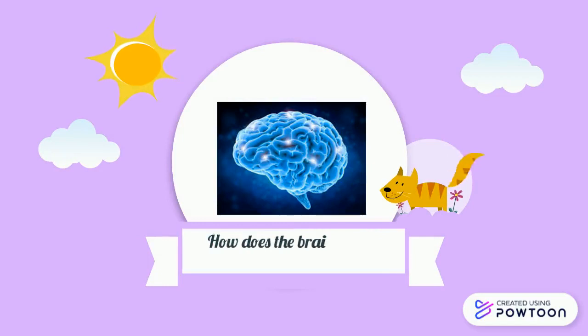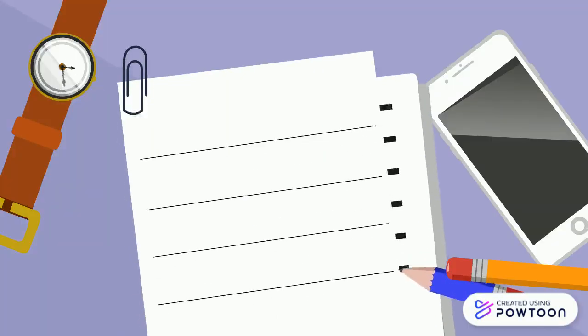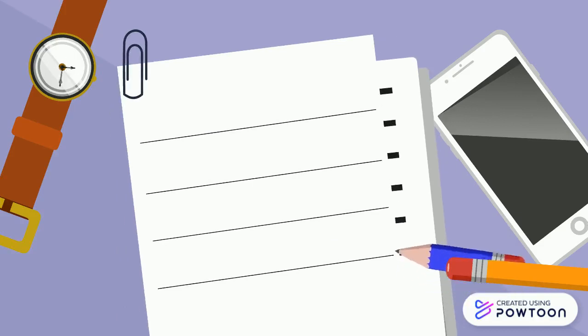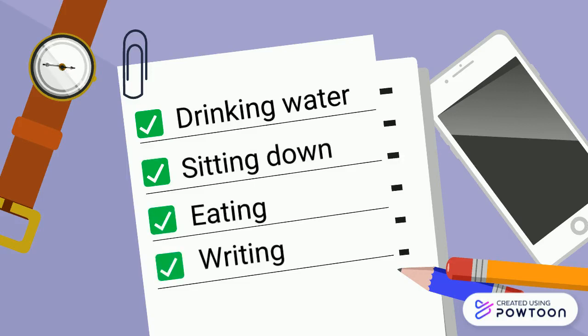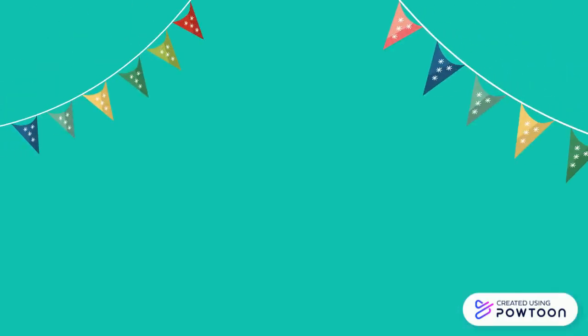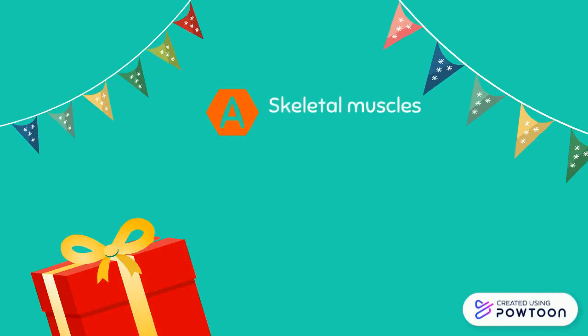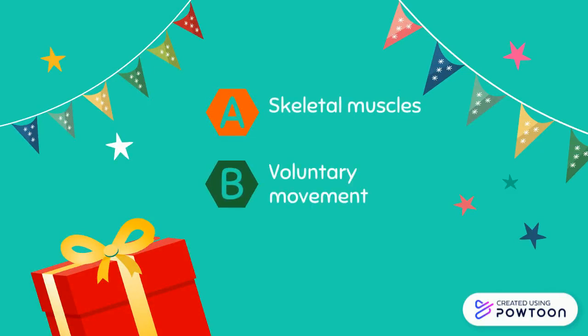Today, I will be talking about how our brain controls our skeletal muscles. Now, before I start, think about all the voluntary, mundane things that you do in your daily life, such as lifting a cup to drink water, sitting down, eating, or moving your hand to write. These are all made possible due to our skeletal muscles, as they are integral to voluntary movement of the body.